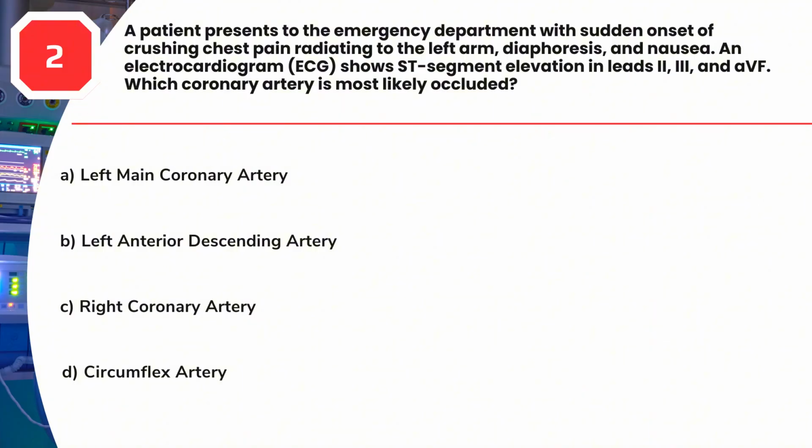Question 2. A patient presents to the emergency department with sudden onset of crushing chest pain radiating to the left arm, diaphoresis, and nausea. An electrocardiogram, ECG, shows ST segment elevation in leads 2, 3, and AVF. Which coronary artery is most likely occluded?